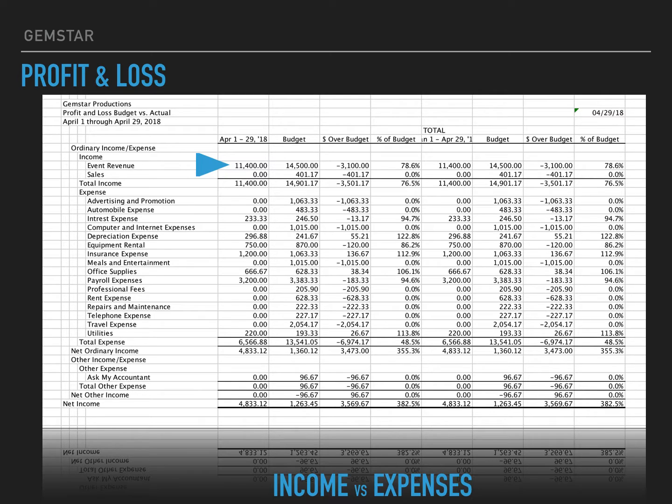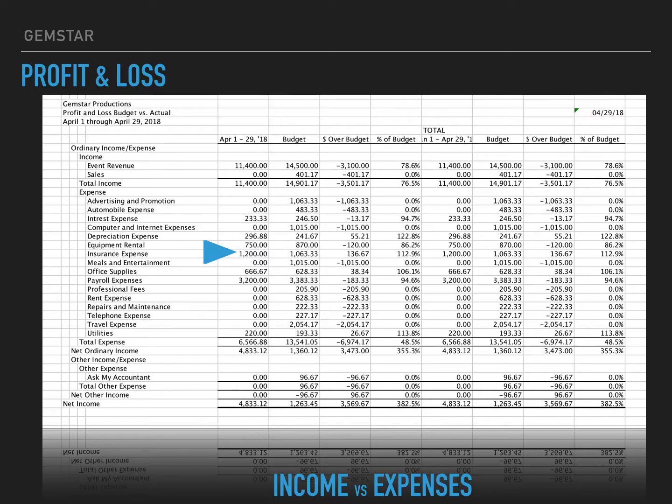In event revenue, we generated $11,400 where we budgeted $14,500. We came in a little bit under by $3,100, but it was just a matter of us not knowing what the potential was of this product and what we could do on our first month of operations. I believe that further down the road, as we continue to operate, this number will get tighter.